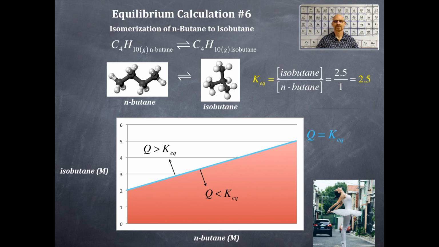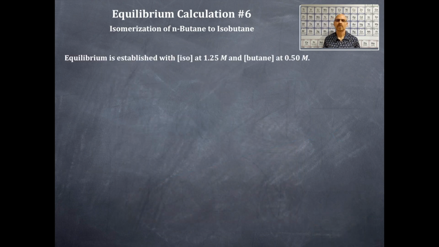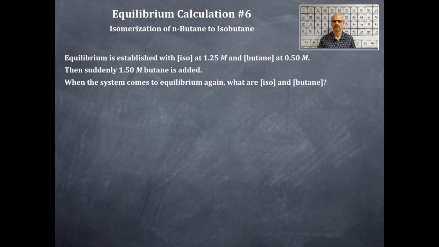All right, so let's try another problem here. Equilibrium is established when the iso concentration is 1.25 molar and the butane concentration is 0.5 molar. Then suddenly 1.5 molar of butane is added to this equilibrium system. So when the system comes to equilibrium again, what are the new iso and butane concentrations with the new shift and change? So here's my equilibrium equation.